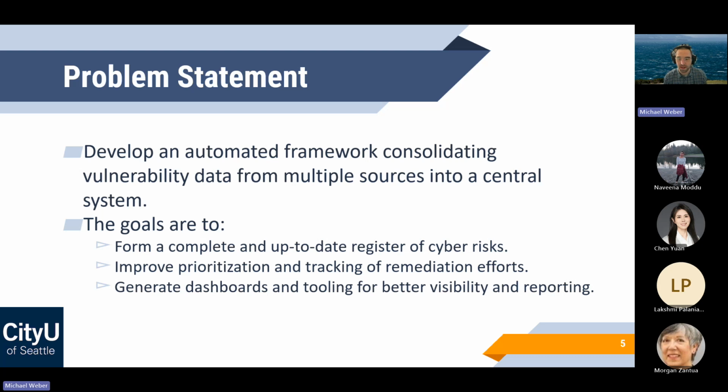This isn't ideal. This project aims to create an automated system to consolidate all the data into one place, and then build a complete up-to-date list of risks, make intelligent decisions about what to tackle first, and have dazzling dashboards to track our progress. In doing so, I want to make vulnerability management less of a headache.